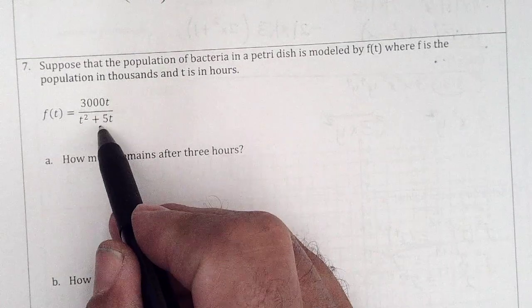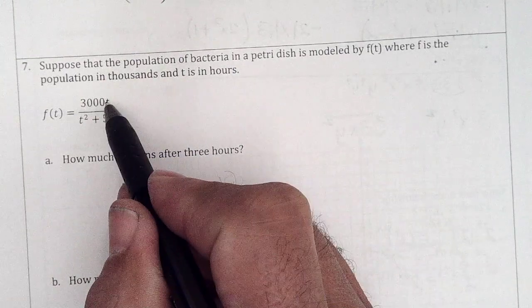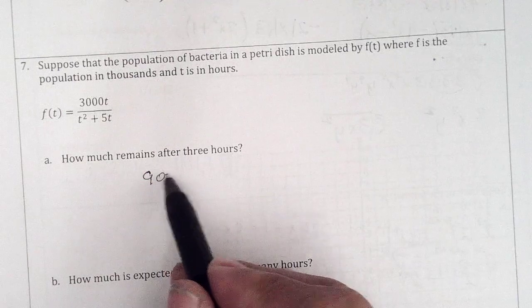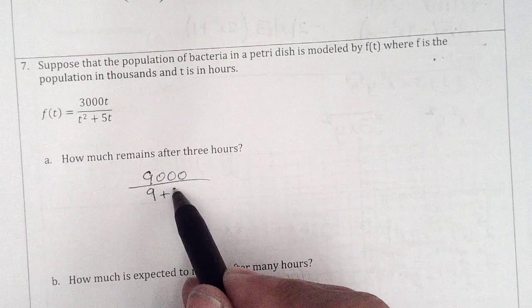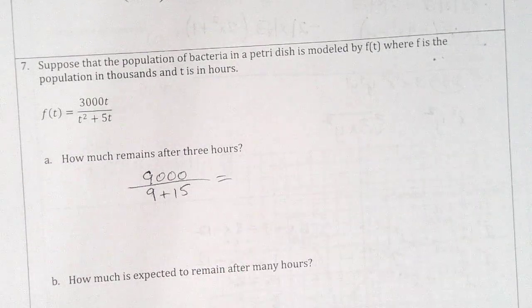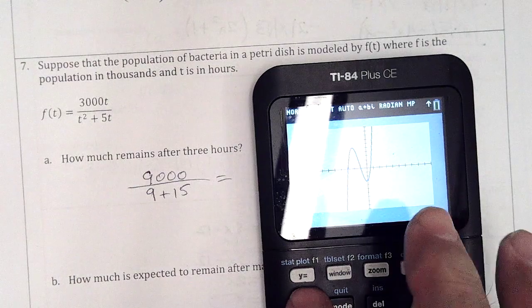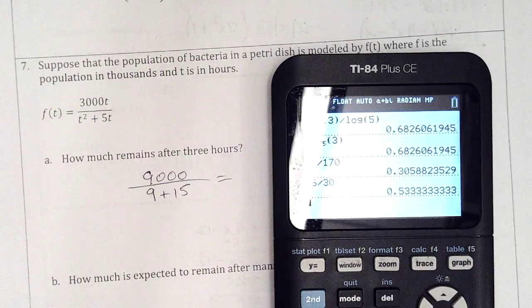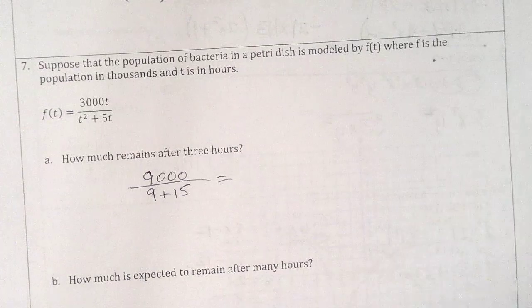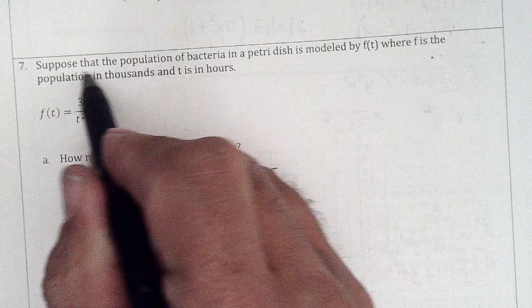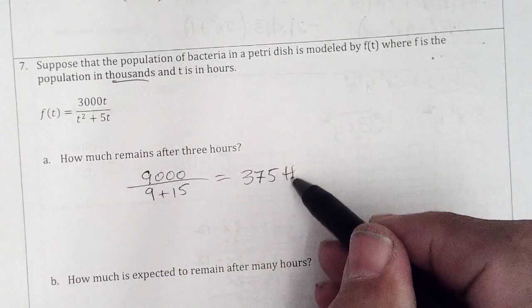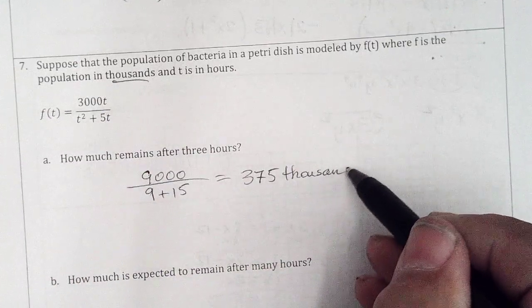Population of bacteria in the dish. After 3 hours, we put 3 in there and we get 9,000 divided by 9 plus 15, which is 9,000 divided by 24, 375 thousand bacteria.